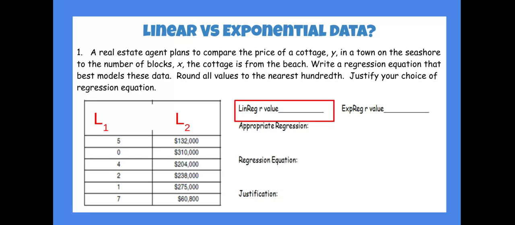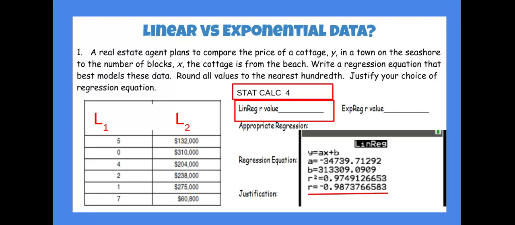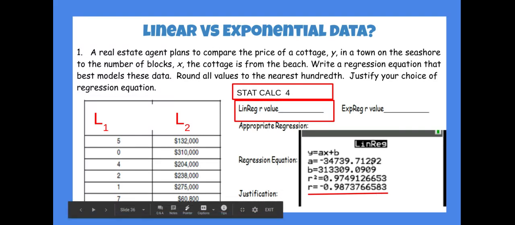Now you're going to find the R value for your linear regression equation. In order to do that, you have to press stat, calc, and then 4. Pause the video to do that. And your screen should look like this. Now, all we're concerned about right now is our R value. We will get to the equations later, but right now we're really only concerned with this number.